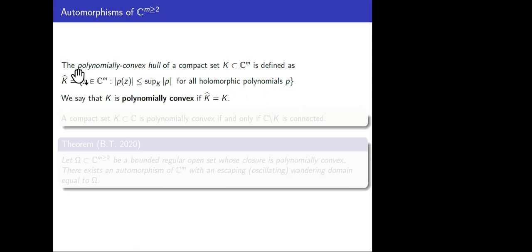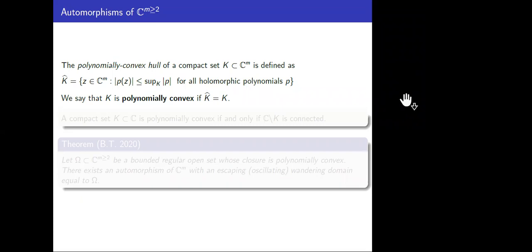So the polynomially convex hull of a compact set K is defined as the set of all points z in the Euclidean space such that the modulus of P(z) is less than or equal to the supremum of your polynomial P over this compact set, for all polynomials P. And we say that the set K is polynomially convex if it coincides with its polynomial hull.